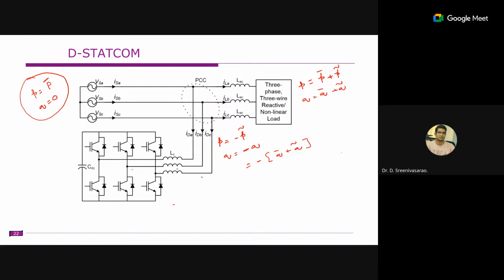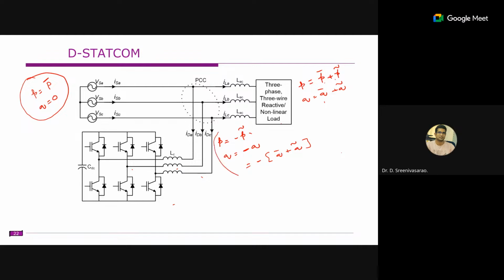So your control of this StatCom is such that it is supposed to produce these powers, so that you will get only fundamental power on the grid side, and you can make the reactive power 0. From the grid point of view, these two will act as loads. If you add P plus P minus, you will get P AC only. If you add these two, you will get 0. So this is how we can control the D-STATCOM current.